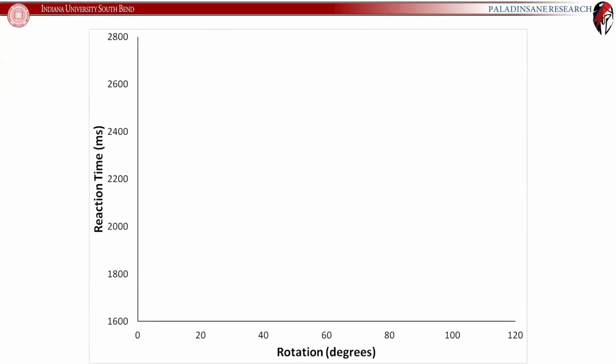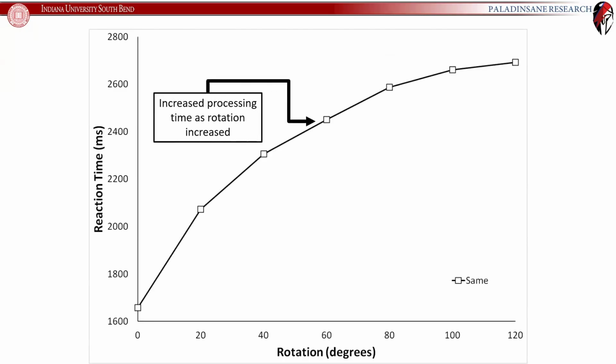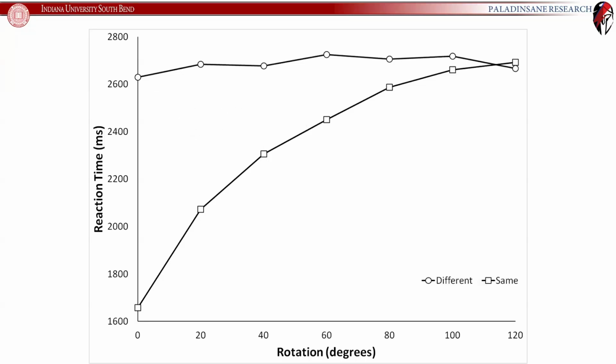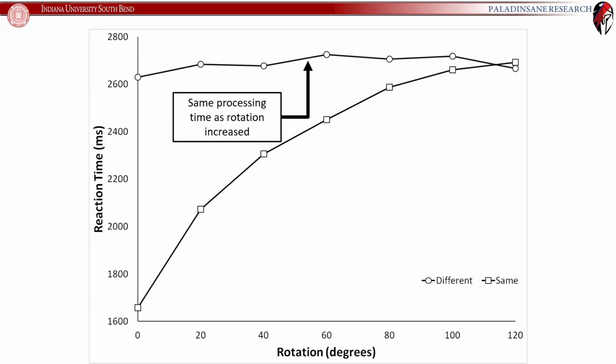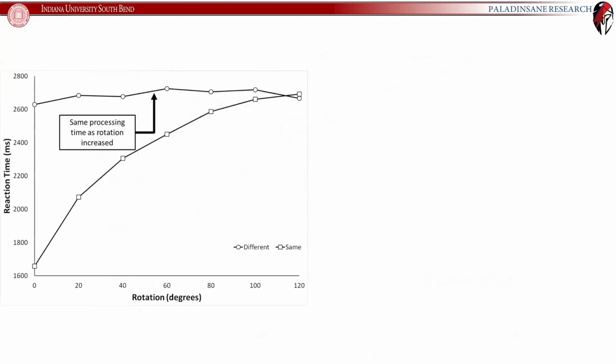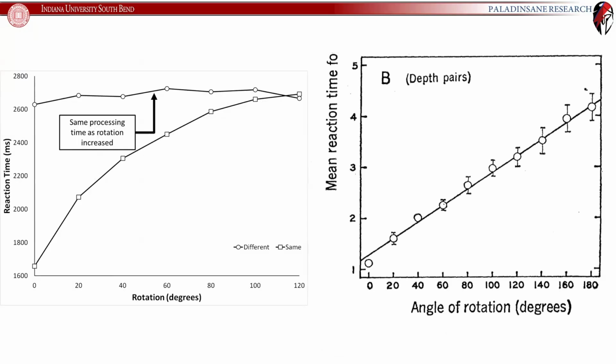So once again, we have the same graph. Let's put those same trials up there. So when the two objects matched, increased processing time as rotation increased. When the two objects did not match, when they were different objects, those are the results right there. You have the same processing time as rotation increased. And I would love to compare this to what Shepard and Metzler did back in 1971, but they did not actually publish their different trials. So I have a theory on that, but we'll get to that in just a little bit. But if you are looking at the original report, they didn't report their different trials.